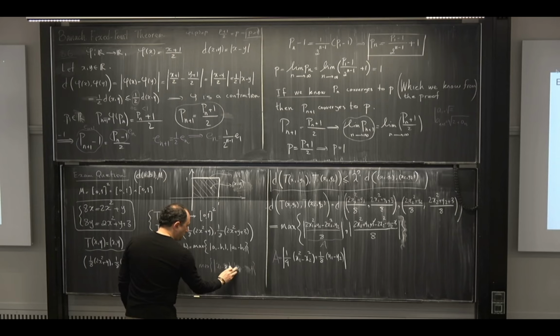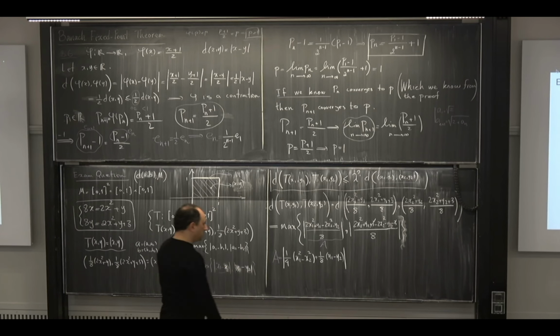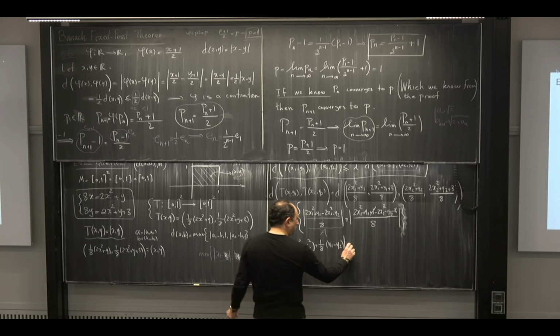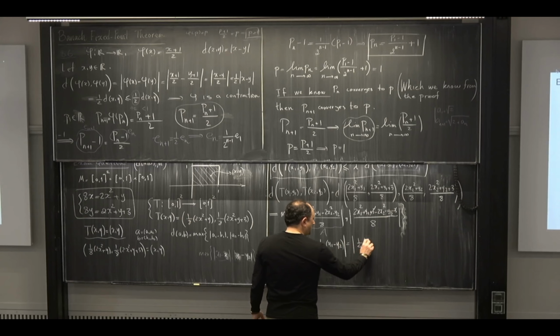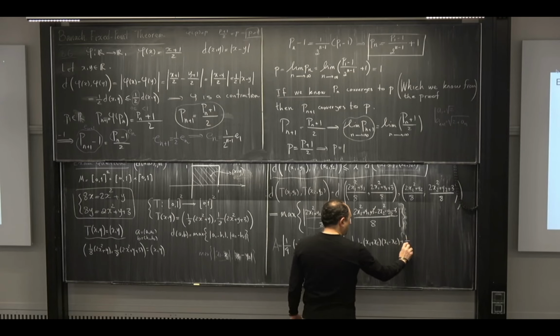x1 minus x2, the difference between x coordinates, the difference between y coordinates. Sorry, this one is the correct one. Yes. Okay, so this one is good because it appears, but this one is not exactly what this is, but I know the conjugate rule, okay? So it becomes 1 over 4, x1 plus x2, x1 minus x2, and then I have plus 1 over 8, y1 minus y2.